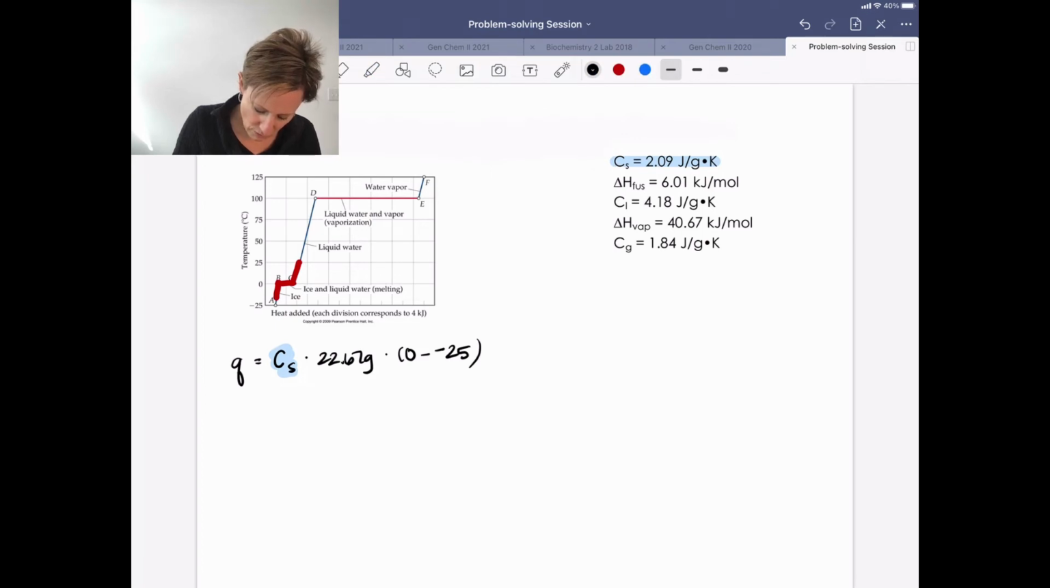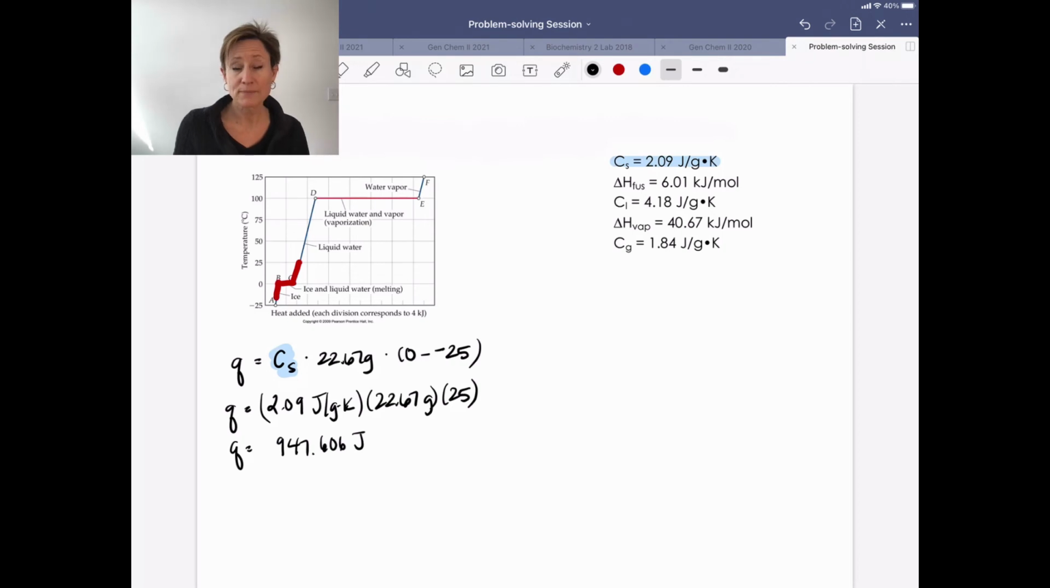Okay, so doing all the math for this, it's going to be 2.09 joules per gram Kelvin times 22.67 times positive 25. My Q is going to be equal to 947.606 joules. I would leave lots of significant figures as you're working through problems here, and round only at the end.